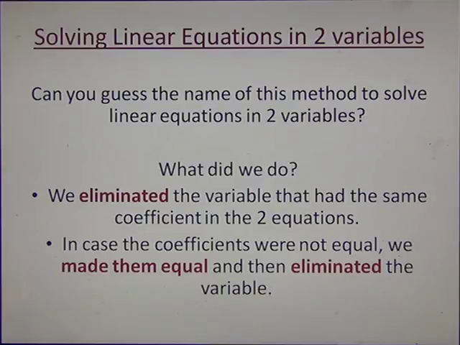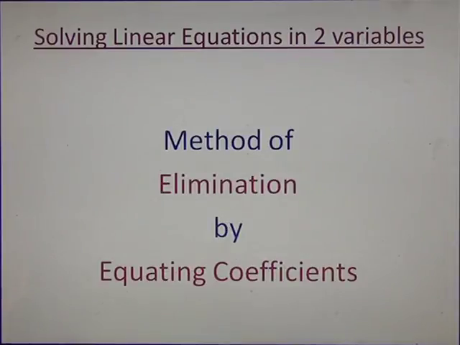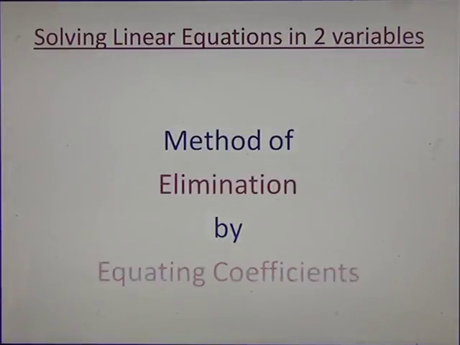So what did we do? We eliminated the variable that had the same coefficient in the two equations, and in case the coefficients were not equal, we made them equal and then eliminated the variable. So eliminated, made them equal. Can you guess the method from these words? So the method is the method of elimination by equating coefficients.